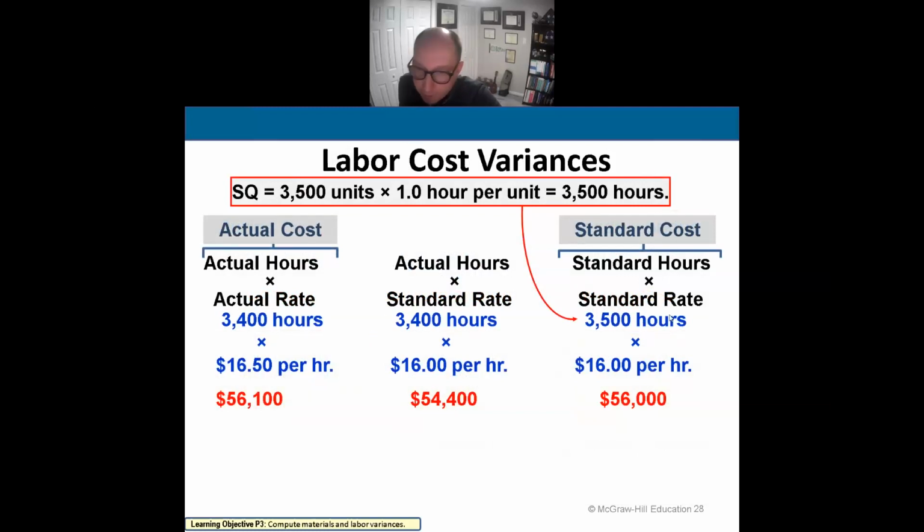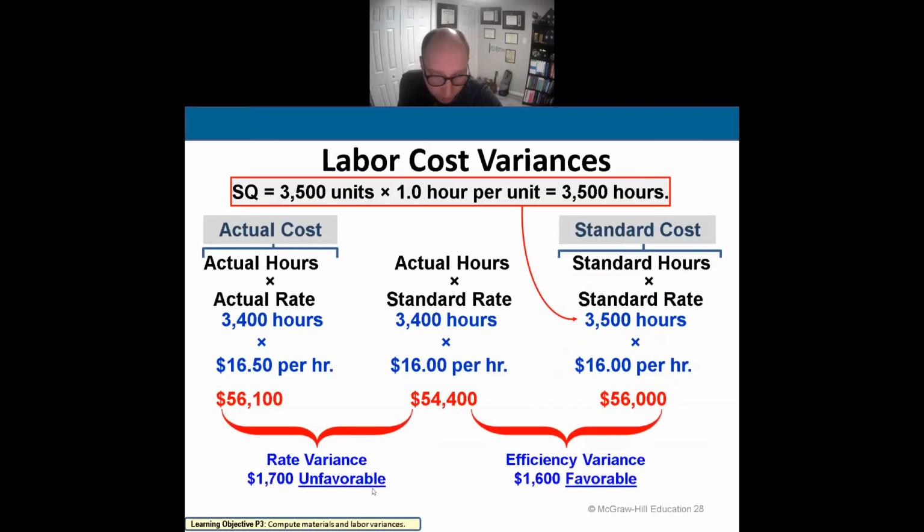The standard, 3,500 hours, $16 per hour, 56,000. My actual, 3,400 hours used at $16.50 an hour, giving me an actual cost of $56,100. Variance calculation. Actual hours 3,400, standard rate $16, gives me 54,400.